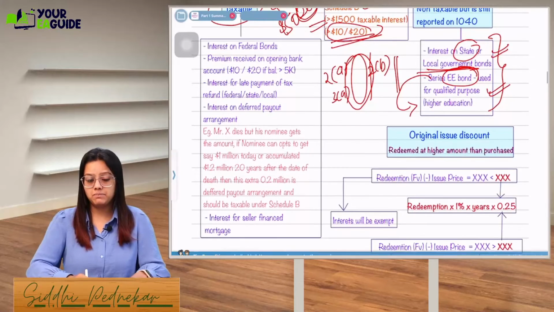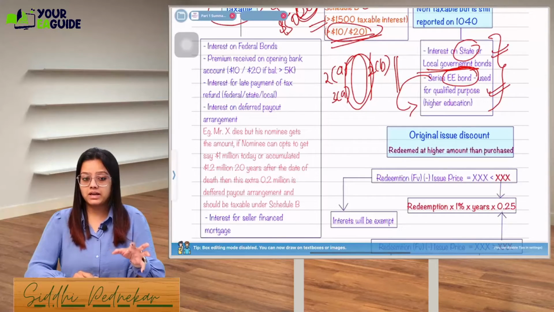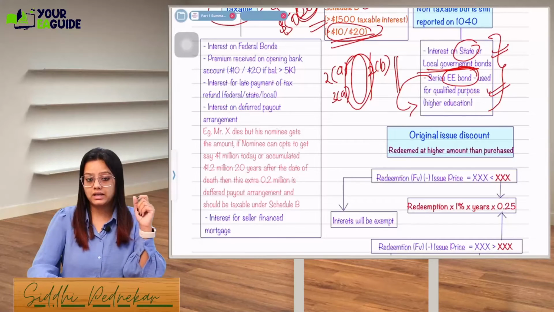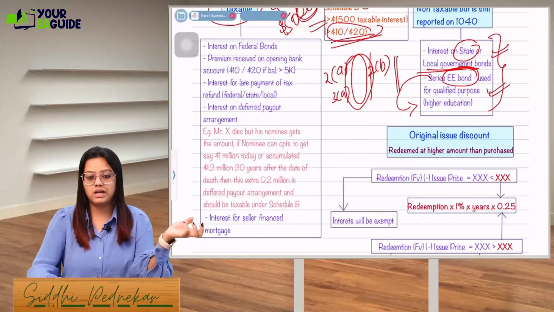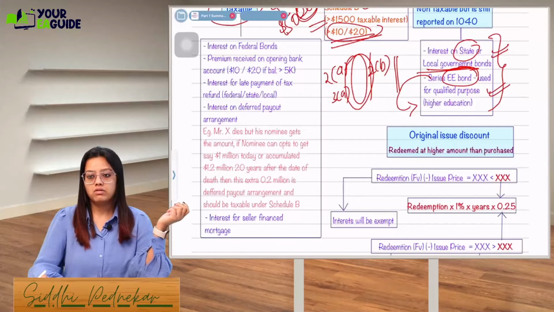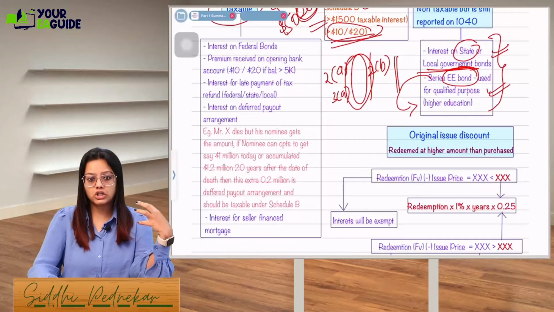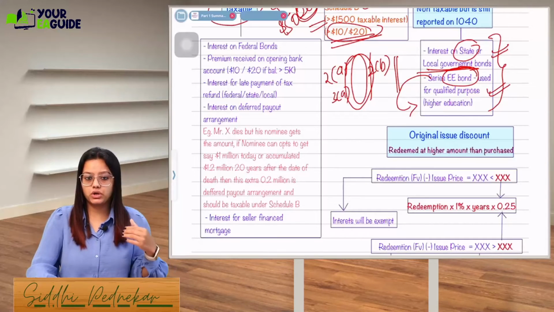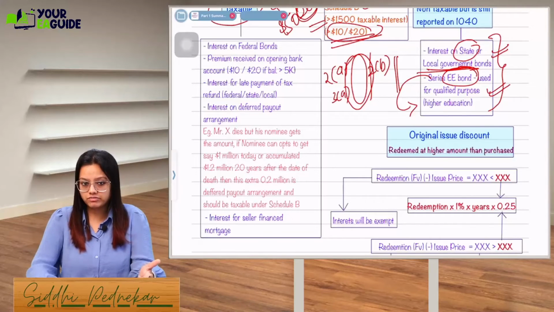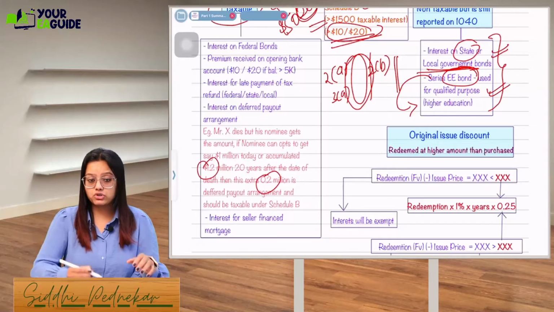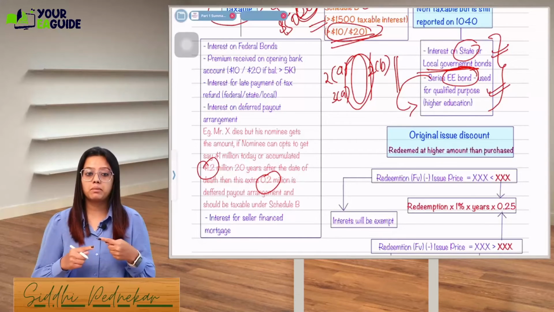Here one example is there. Mr. X dies, but the nominee gets the amount. Okay, so the nominee has the option that they can get the $1 million today, or they can accumulate it over the next 20 years. They are not going to use the whole $1 million on the same day. So what they did is they had the option to accumulate the whole $1 million for 20 years. So after 20 years, you will not receive the exact $1 million. There is a time value of money, right? So you are going to receive $1.2 million. So the extra $0.2 million which you receive is your deferred payout.